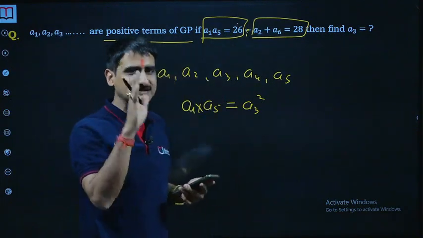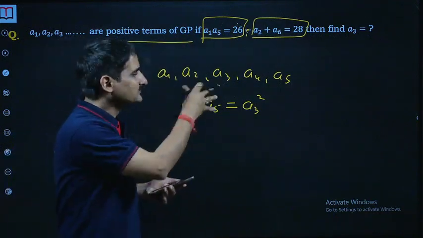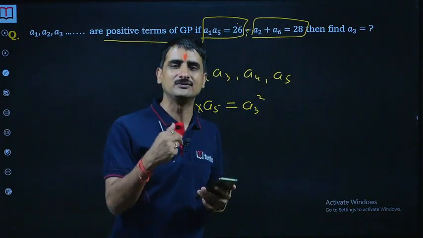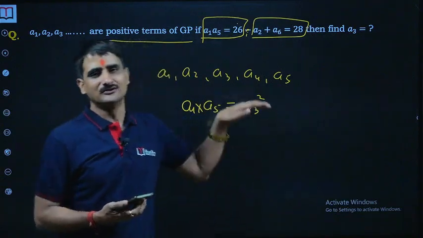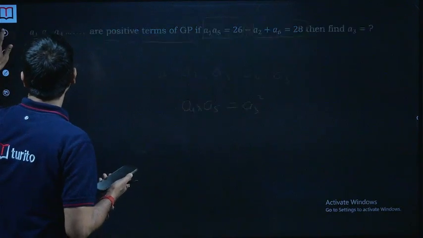But in any case, you don't need to worry here. Why? Because it's 2 equations, 2 unknowns. In any case, for AP or GP, we have just 2 unknowns: first term and common difference for AP, first term and common ratio for GP. So in any case, it will be 2 equations, 2 unknowns. We can solve and move ahead, solve and get the answer here.